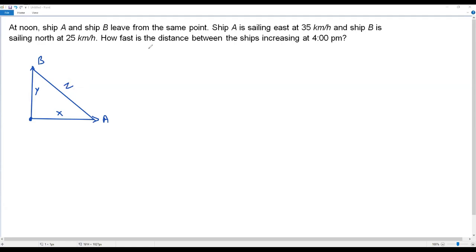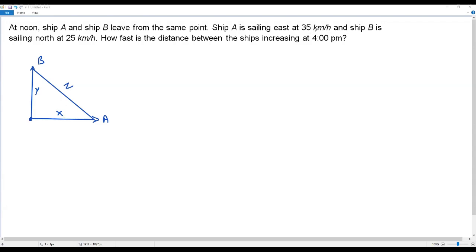Okay, now let's go to the information. Ship A is sailing east at 35 km per hour. That is, every hour, the distance covered by ship A is increasing by 35. So we can write this as a derivative, because whenever a quantity is changing, we can express the change as a derivative. And also, sailing means it's increasing. The distance covered by ship A is increasing. So that means x is changing by 35 kilometers per hour.